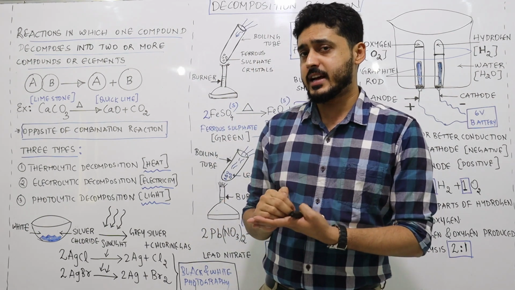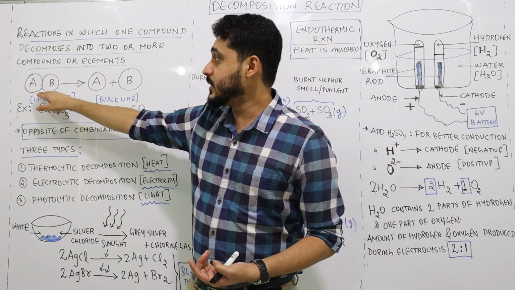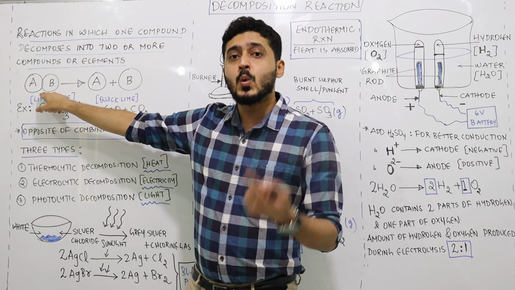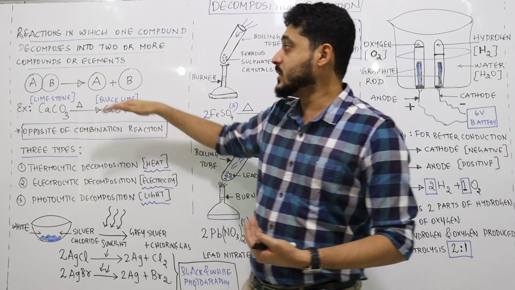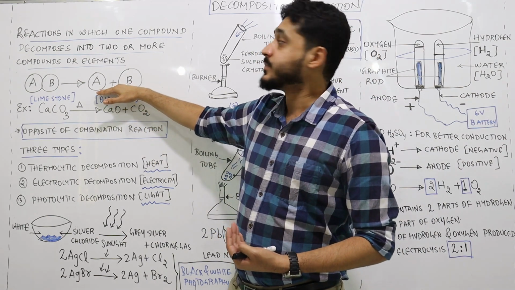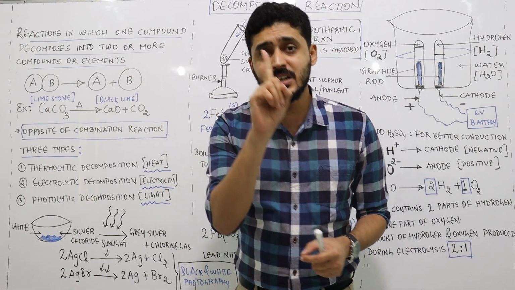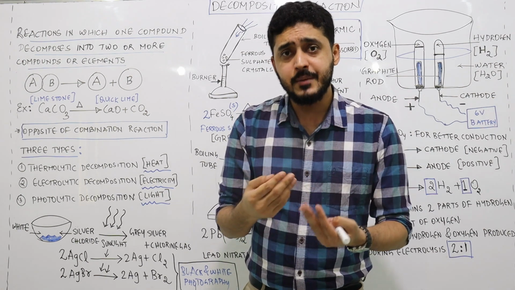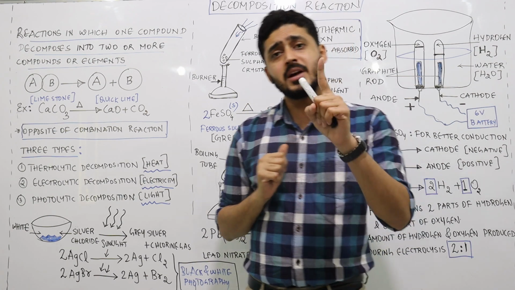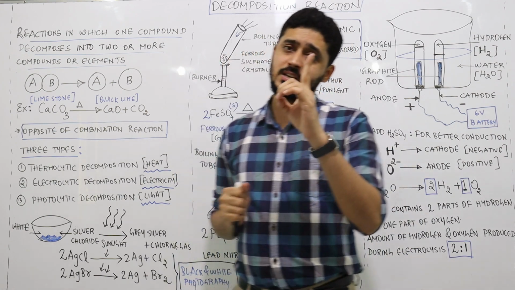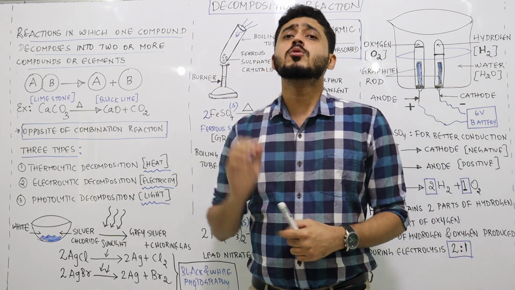What is a decomposition reaction? In a decomposition reaction, a single compound, suppose you take AB, will decompose or get split into 2 or more products. 2 or more compounds or elements, meaning a single reactant is getting split into 2 or more elements or compounds, so you get multiple products. But how many reactants do you have? You have a single reactant and it decomposes to give you 2 or more products.